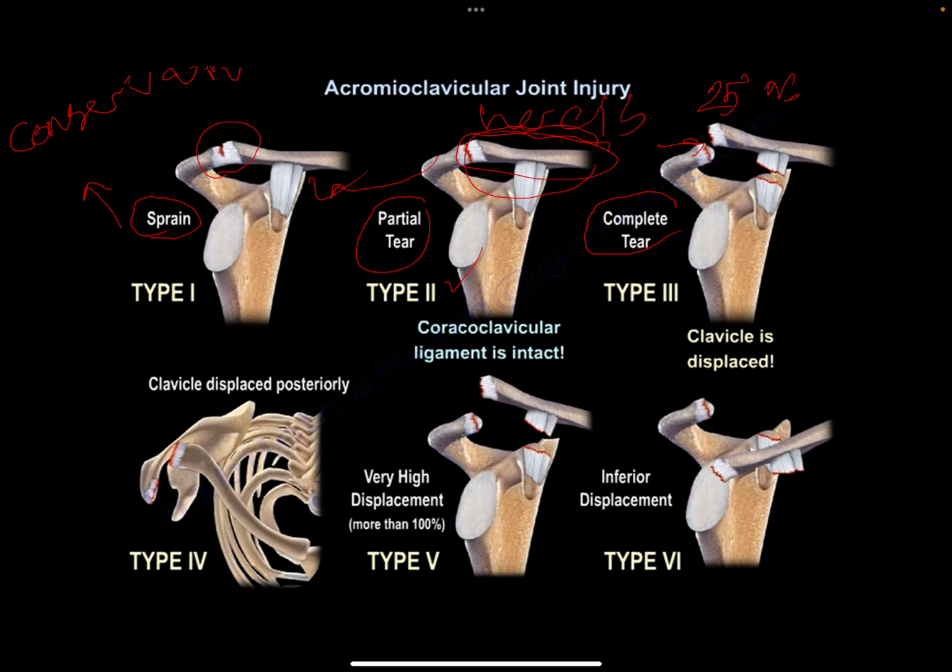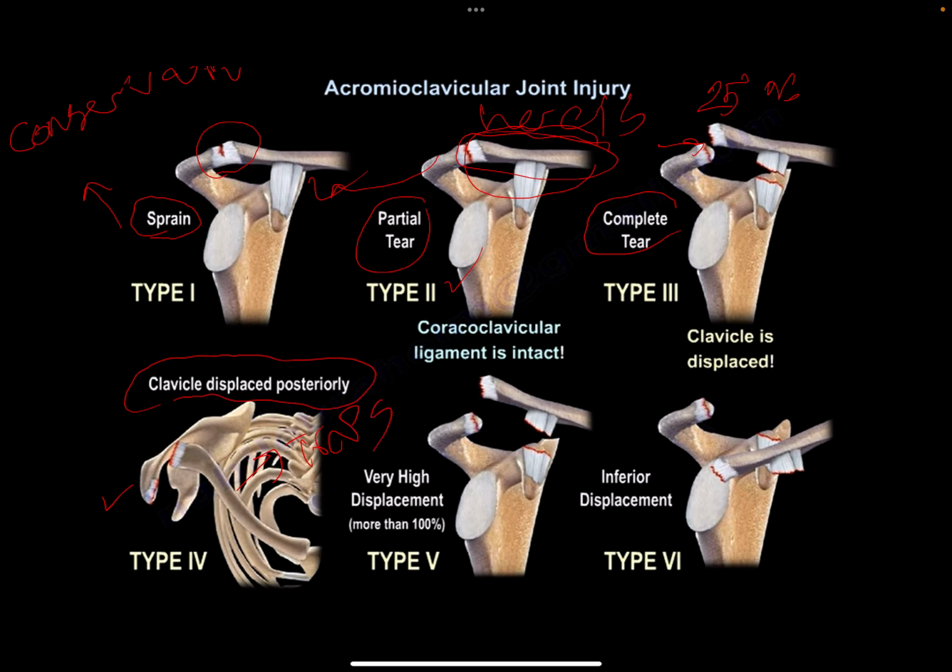Type 4: posterior displacement of the clavicle into the trapezius. Operative management is recommended.